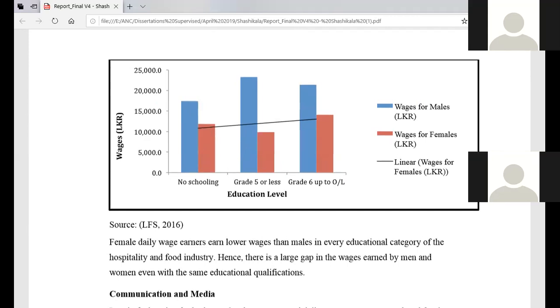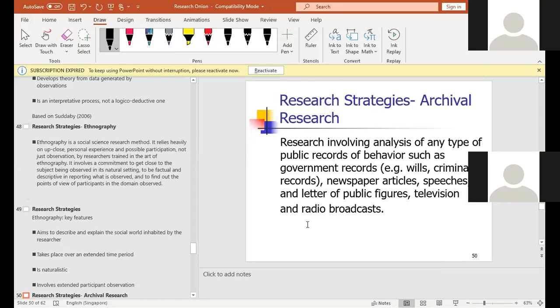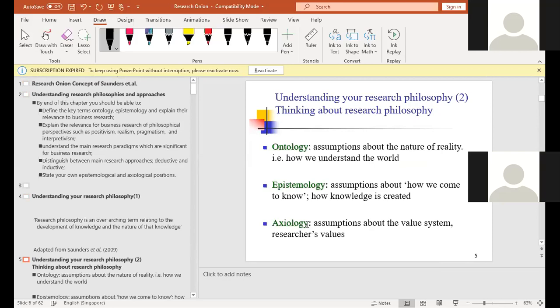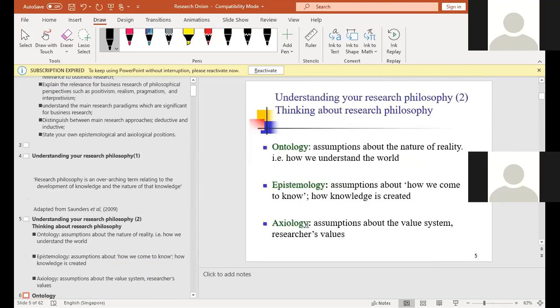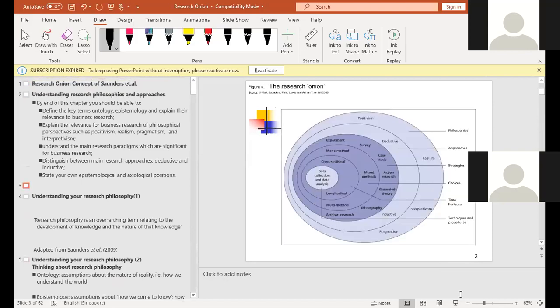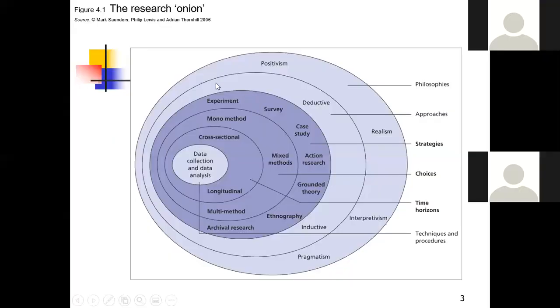So back again, I think we may be having just a couple of minutes perhaps. So back again, coming to where we were with the research onion, we have come into the third layer of the research onion, where we have described the research strategies. Oh, hi. So we have looked at the philosophies, we have looked at the approaches, we've looked at the strategies.